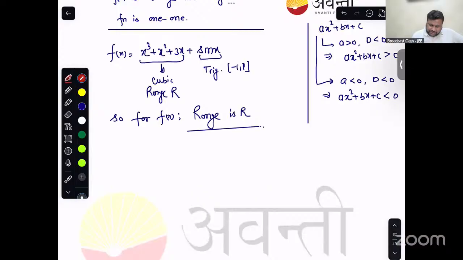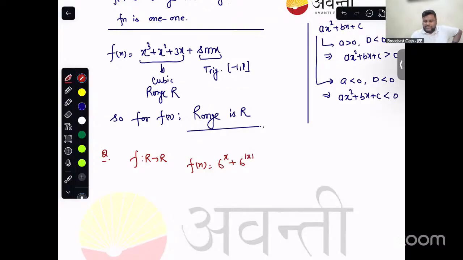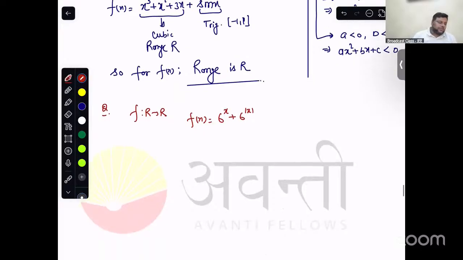Now, write down the next question. f from R to R, f(x) equals 6 to the power x plus 6 to the power mod x. Got it? Check for 1-1, many-1, onto, into.